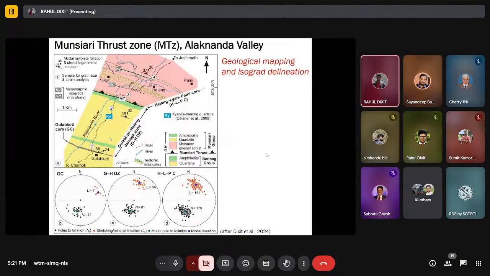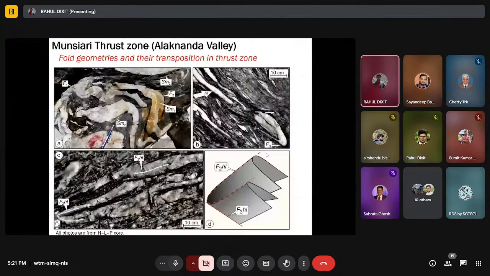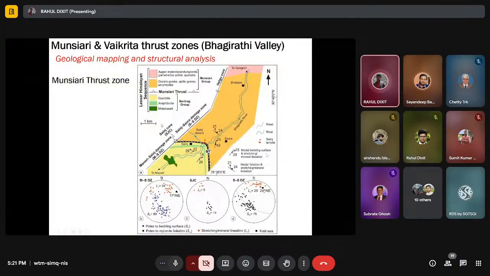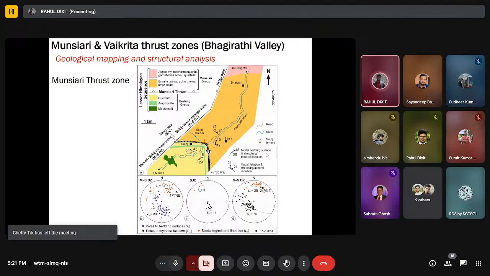Sir, to observe the folded nature of the Munshari thrust, basically we took the lineation, stretching lineation, and the foliation data on the footwall side.